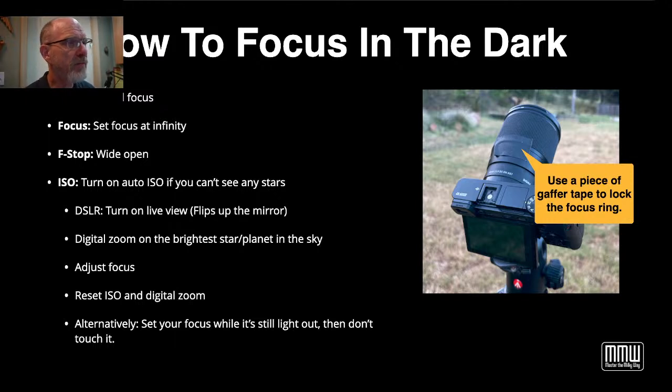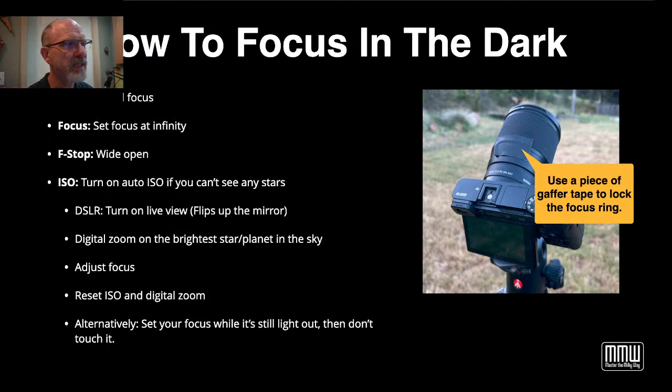And then if you have a DSLR, you'll want to turn on live view. That flips up the mirror, so now we're actually looking through the lens. Of course, if you have a digital camera, you can look through the digital eyepiece or through the monitor on the back of your camera. You want to position the brightest star that you can see in the sky in the middle of your scene, and then try to adjust the focus until it's sharp.